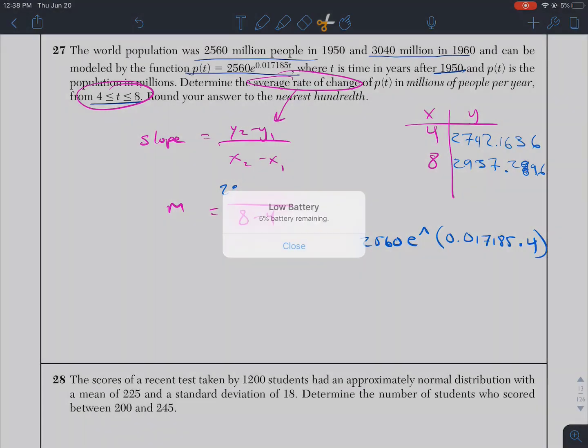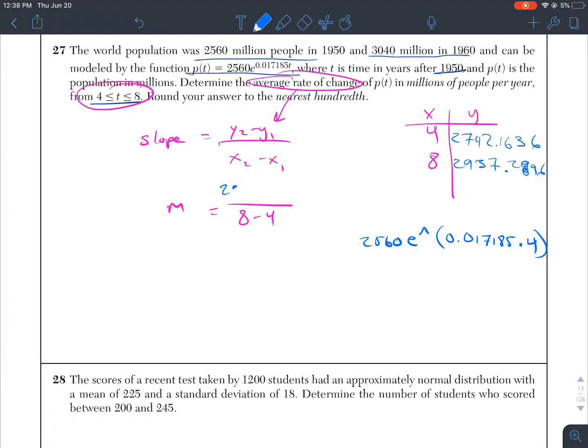Okay, so that gives us 2,937.2896 minus 2,742.1636, all divided by 8 minus 4. So let me do this on the calculator.